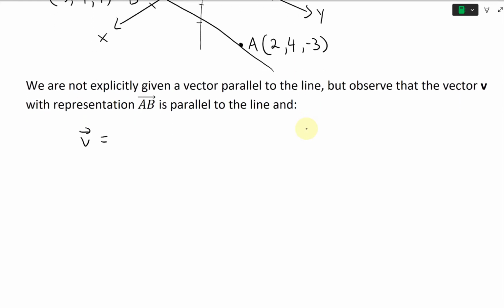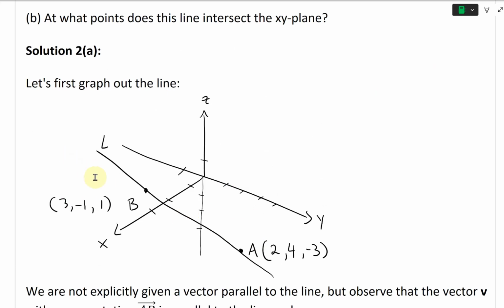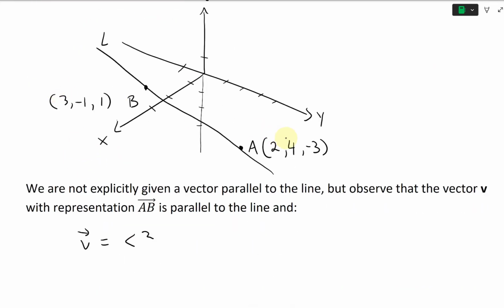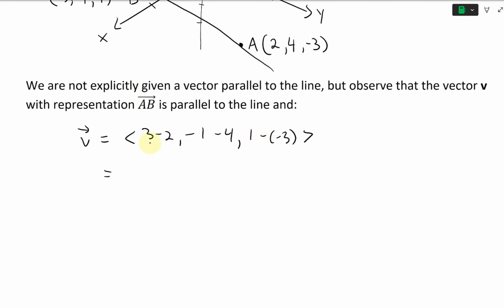That's just going to be v, the difference of your position vectors, from A to B. So we're going to go 3 minus 2, and then negative 1 minus 4, and then 1 minus negative 3. Solving this, 3 minus 2 is 1. Negative 1 minus 4 is negative 5. And then 1 minus negative 3 is 1 plus 3, that's going to be 4.